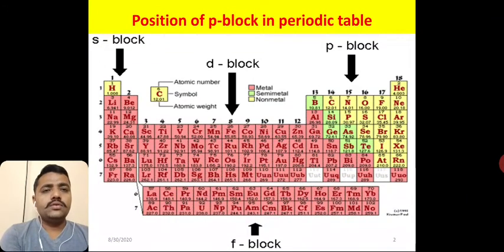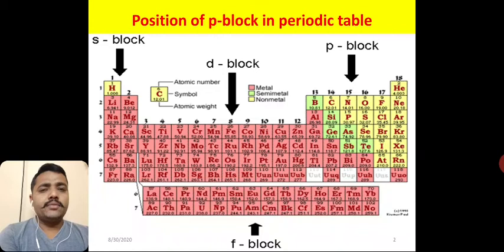All of you know the periodic table. The periodic table is the backbone of inorganic chemistry. And today's topic in inorganic chemistry is our paper second, and in your syllabus it is unit number 2.